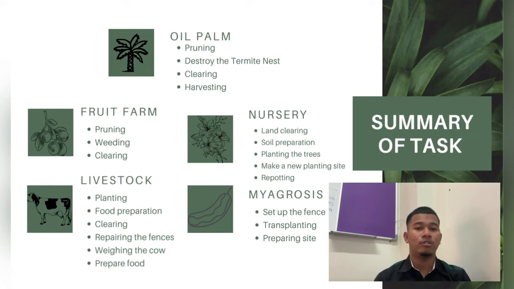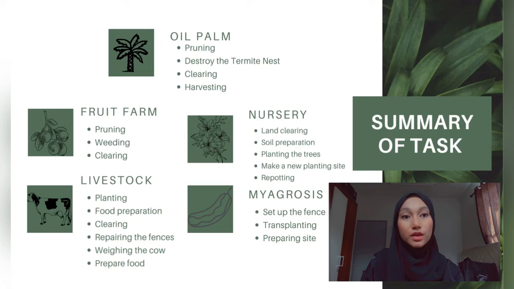Okay, now we want to talk about the summary of tasks, where we went to five places in five weeks. The first place is oil palm. At oil palm we did activities like pruning, pest and disease control, clearing the site, and on the last day we did harvesting. The activities that we did in a fruit farm were pruning, weeding, and lastly land clearing.